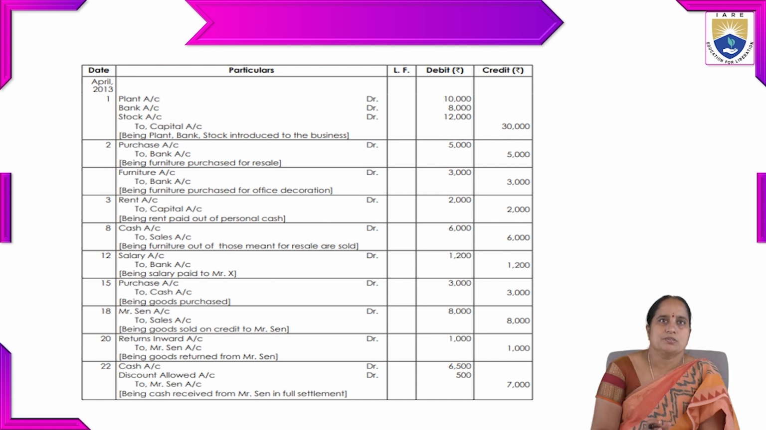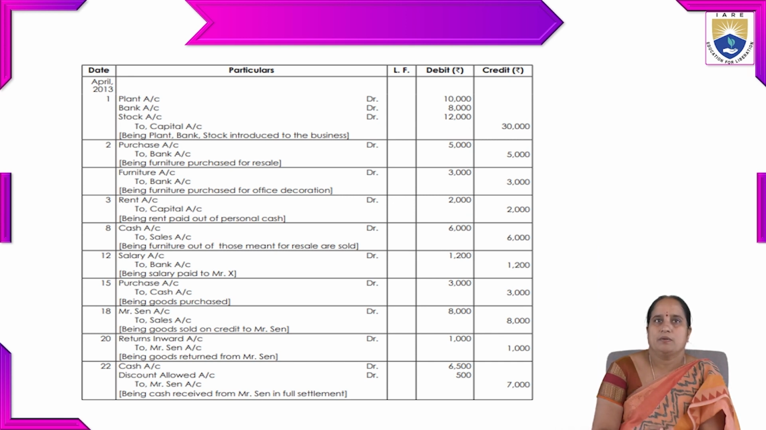And third transaction is that being furniture purchased for office decoration. Furniture account to bank account. How much amount they have spent? 3,000. So the same amount should be debited and credited. And rent account to capital account, being rent paid out of personal cash. So how much amount they paid in the form of rent? 2,000. So 2,000 rupees debited to rent account and credited to capital account, same amount.